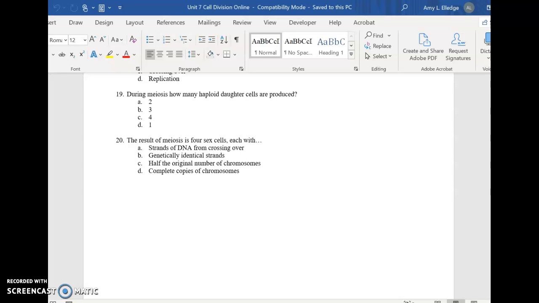Each with strands of DNA from crossing over, genetically identical. Well, if we were making sex cells, they're definitely not genetically identical. That's, again, why you and your brothers and sisters are different. Do they each have half the original number of chromosomes? Yep, we've seen that in previous questions. And do they have complete copies of the chromosomes? No. So they do have actually 2 of these strands of DNA from crossing over, and they have C, half the number of chromosomes.